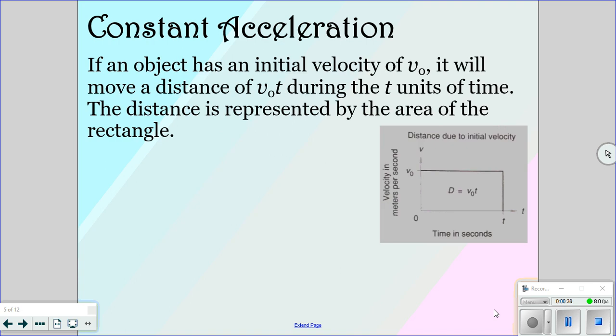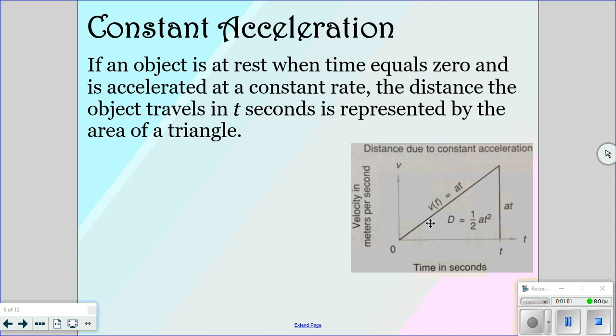If you have an object that has an initial velocity of v sub o, it will move a distance of v sub o t during that time. And the distance is just represented by the area of the rectangle. The distance is your y value times your x value, which is your v sub o times your t value.